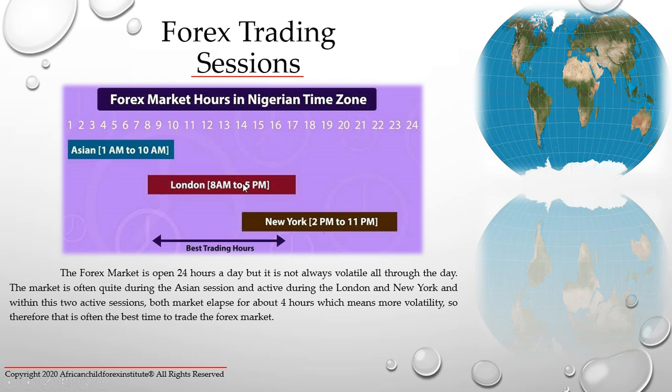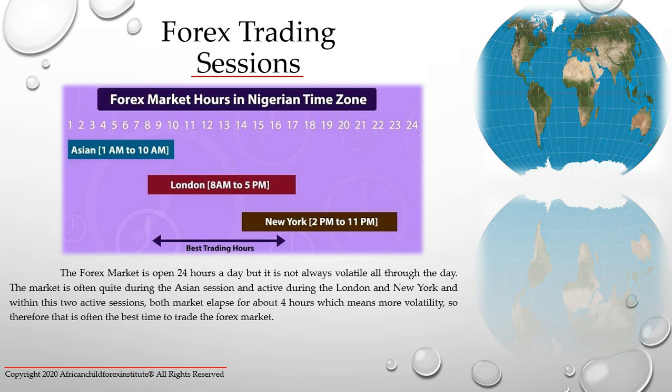Now, between London and New York, around 14:00 and 18:00 thereabout, for about 4 hours, we have more volatility in the market, because we have two markets open simultaneously. So we expect more volatility within that time. And the better the volatility, the better the chances of making money, because if the market does not move, there's no way you can make money.